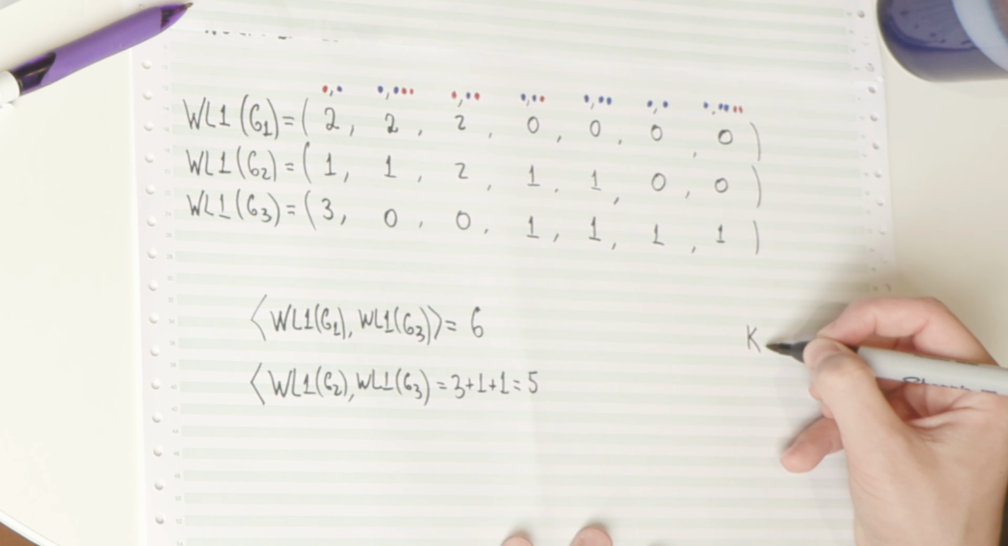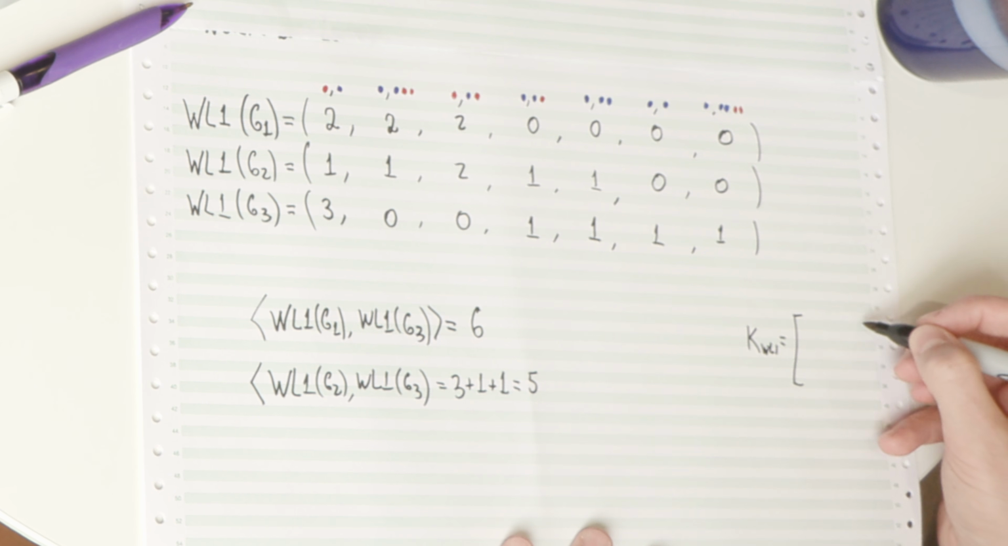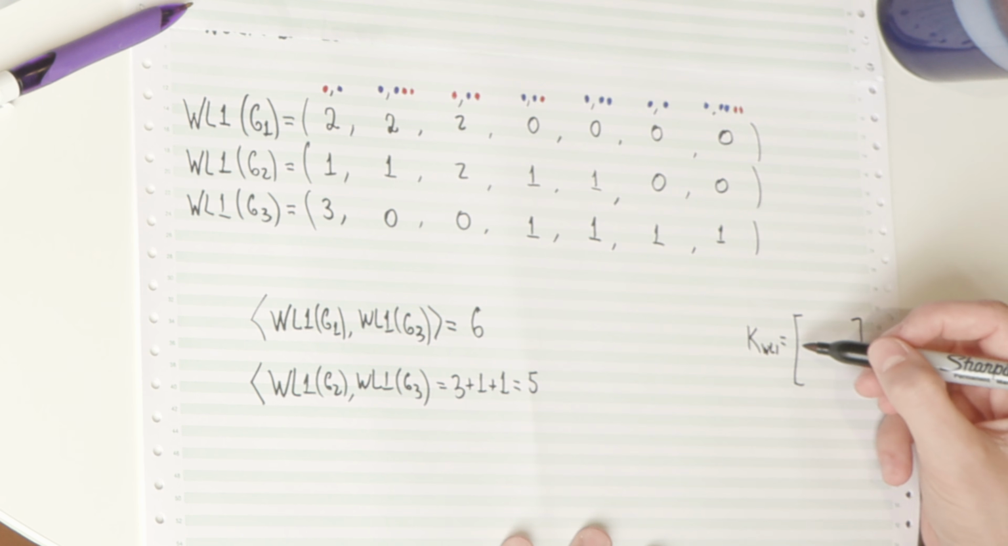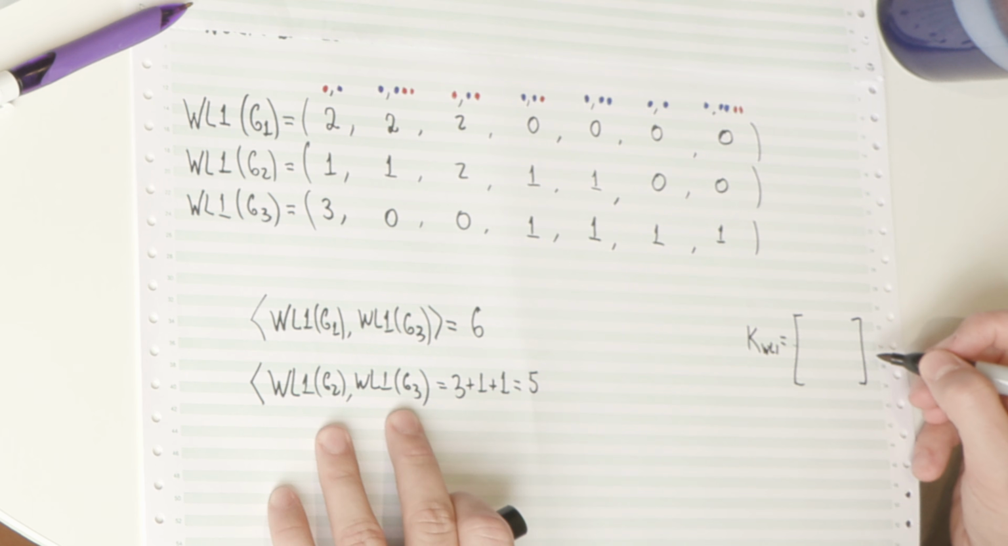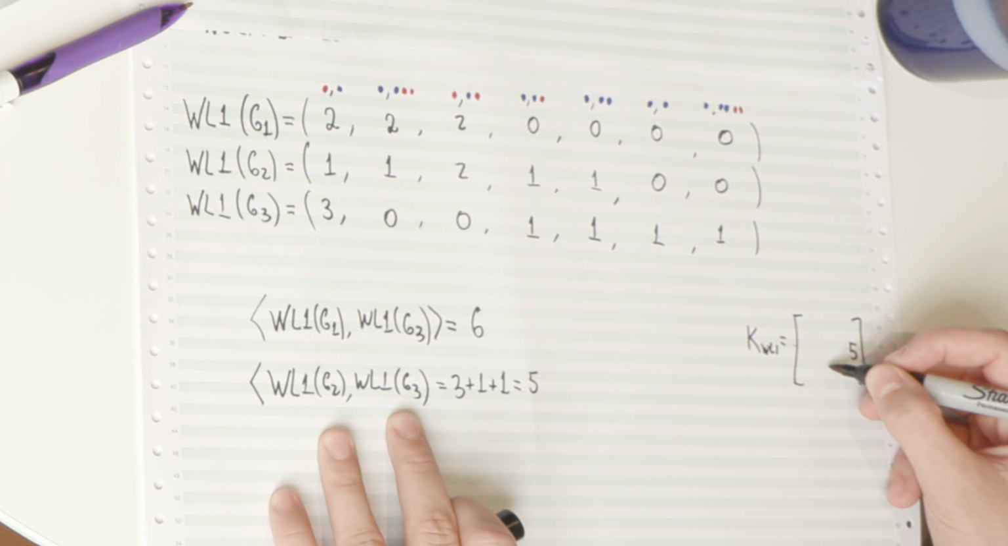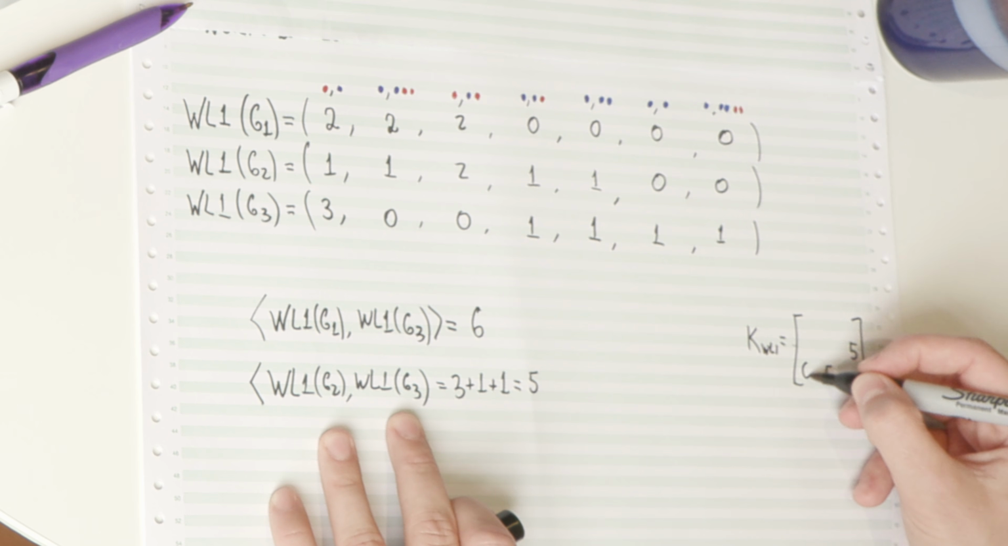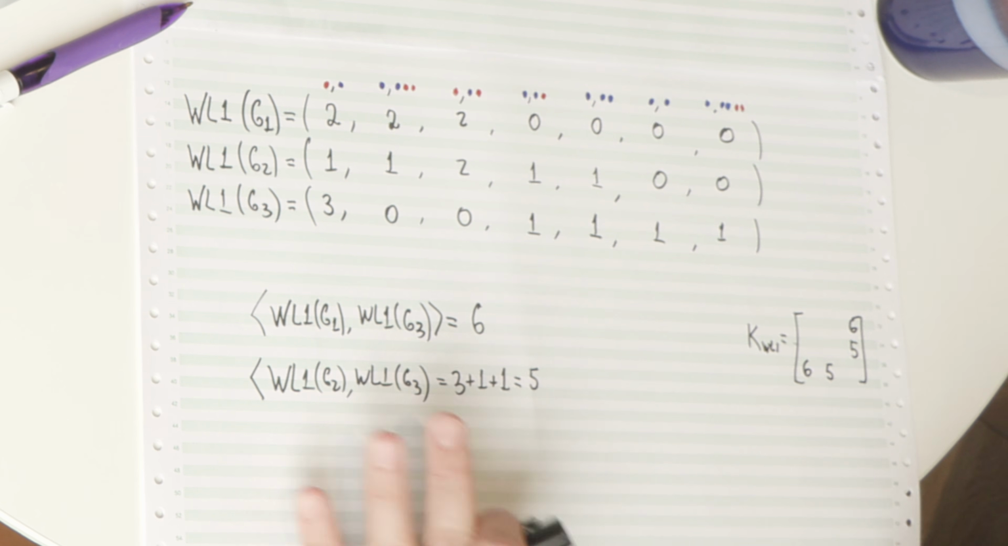The kernel matrix that's going to come out of this for WL1, which we're not going to go into detail, is going to be something like this: if I compare graph 2 with graph 3, which is this one, I get a 5. So I also get a 5 here, and I get a 6 if I compare 3 with 2, and I can fill these other numbers.